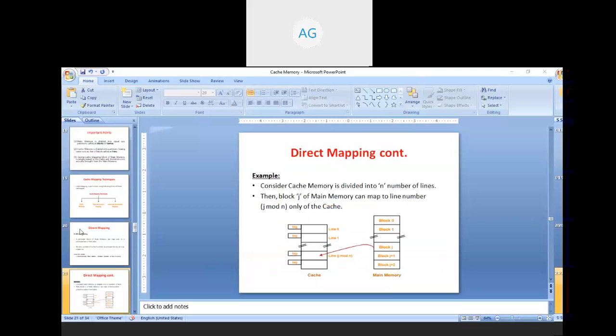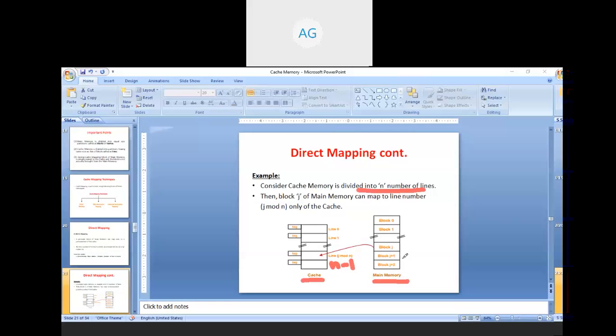So here you can see in the example, there are two memories, cache memory and the main memory. The cache memory is divided into n number of lines, from line number 0 to line number n minus 1. We are storing it in the form of an array, and since an array starts with 0, we take line 0, line 1, up to line number n minus 1. So the total number of lines is n.